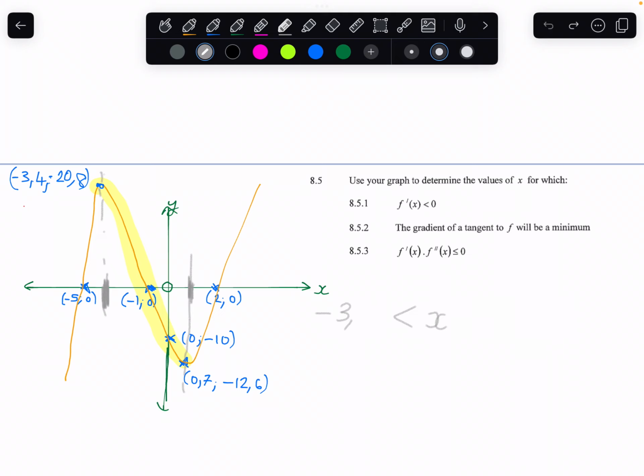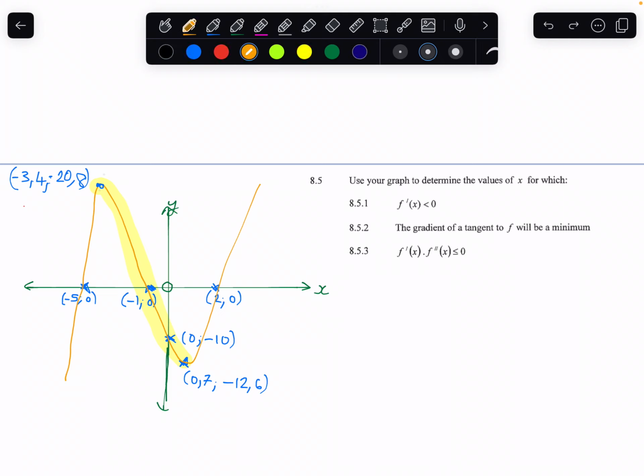Okay, is this doing anything, or am I just kidding myself? Right. Oh, I took away my answer. Okay, anyway, the answer for the first one is x must be between negative 3,4 and 0,7.